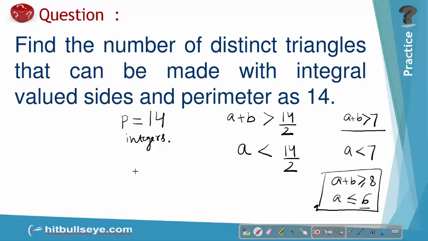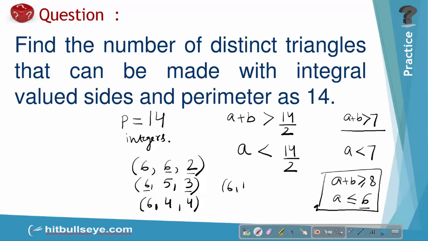Therefore, taking the highest pair as 6 and 6, the third side will be 2 to make the perimeter as 14. The next possible pair is 6 and 5, giving the third side as 3 to make the perimeter 14 again. Next will be 6, 4 and 4. The pair 6, 3 has already got accommodated here. 6, 2 is already here. The pair 6, 1 won't be possible because it will violate this property.